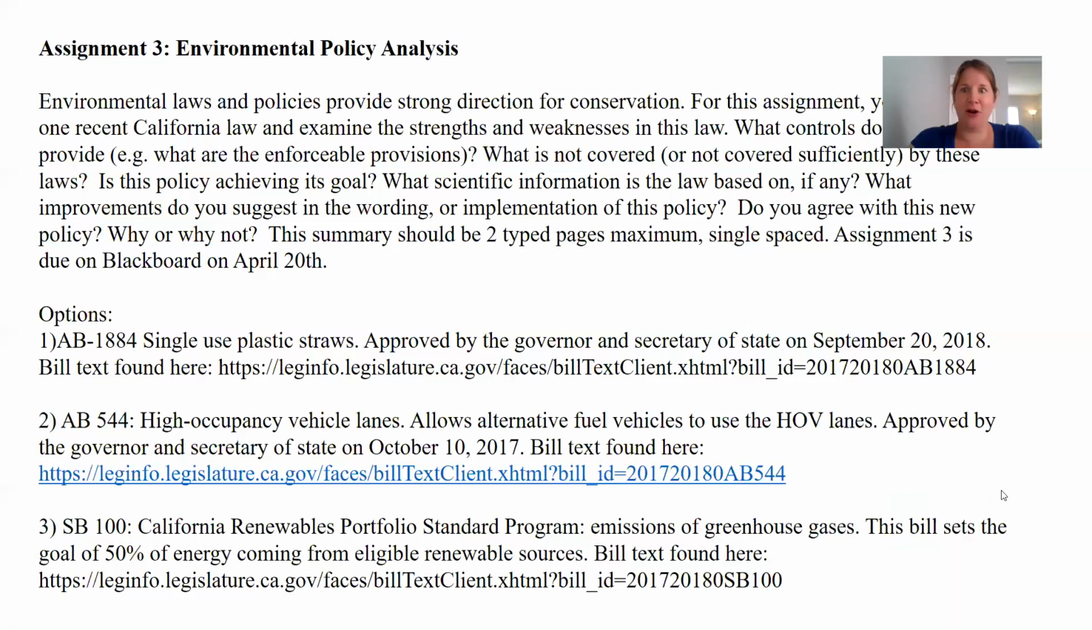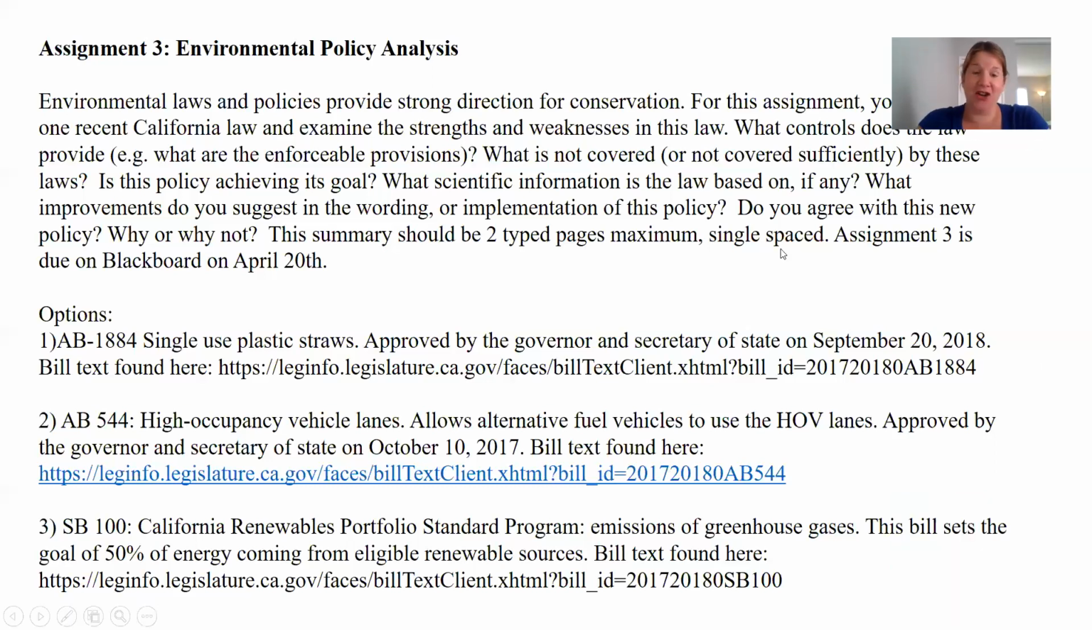California, as you probably know, actually often leads the country as far as a lot of these environmental policies and regulations. So this is a really interesting opportunity to see what California is doing and think a little bit more deeply about what the strengths and weaknesses of these different laws are, what scientific evidence supports them, and give your opinion. So like I said, it should be about 2 pages, single-spaced.